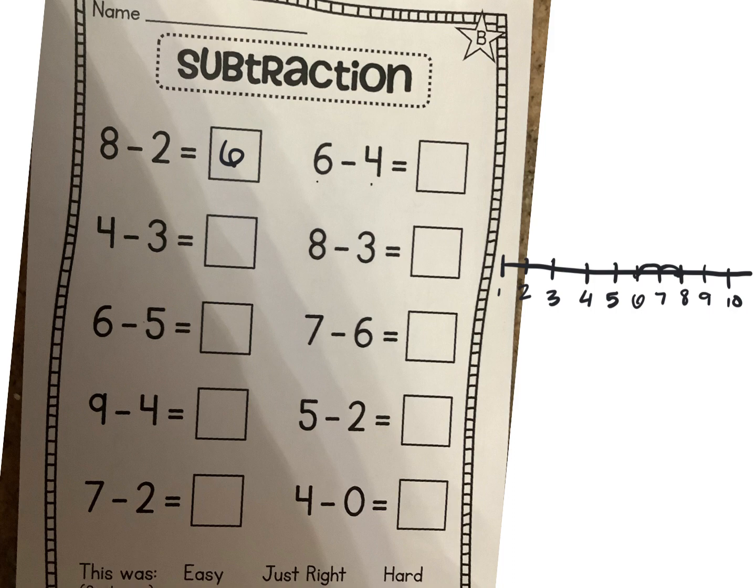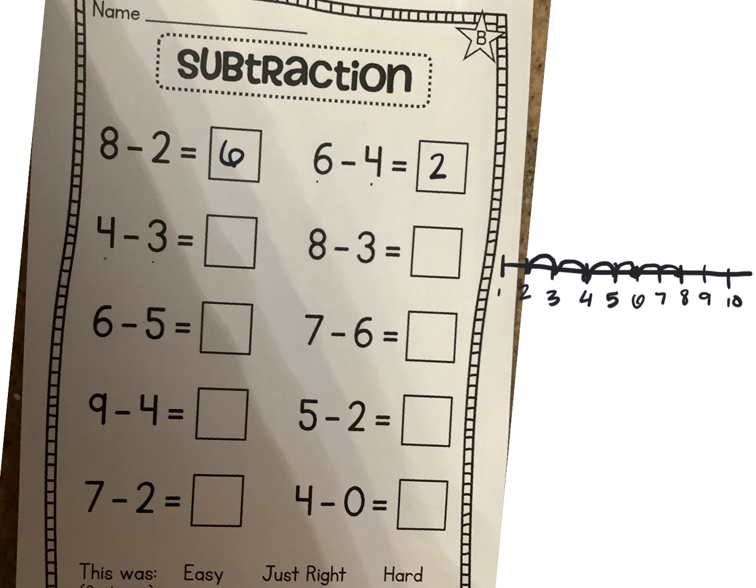The next one is 6 minus 4. So we're going to put our pencil on 6, and we're going to hop back 4 spaces. Let's try it. 1, 2, 3. What did we land on? 2. Very good.